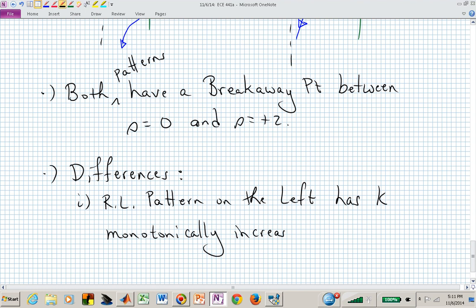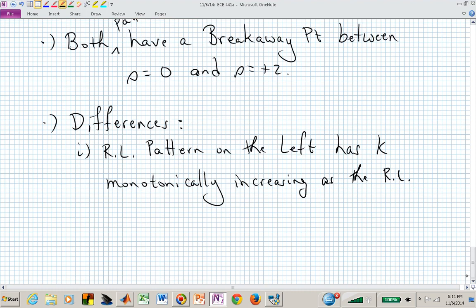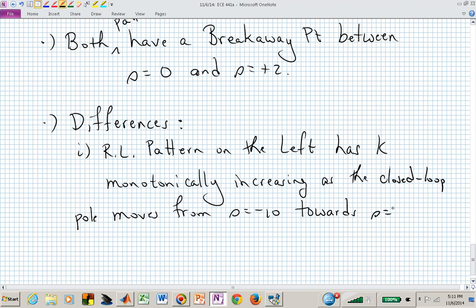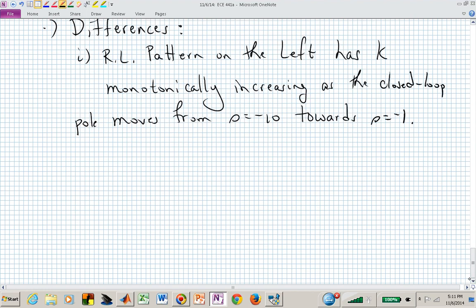So the root locus pattern on the left has K monotonically increasing as the closed loop pole moves from s equal minus 10 towards s equal minus 1. Getting a little bit sloppy maybe with my terminology. That's the pattern on the left.